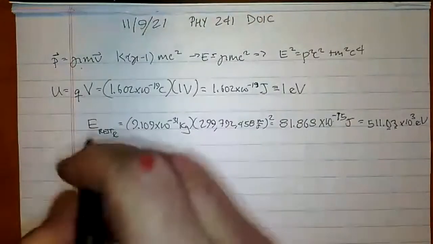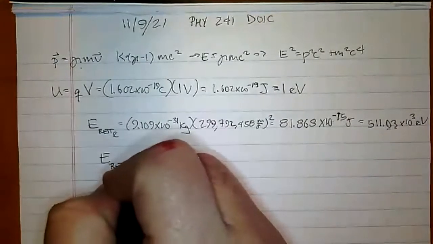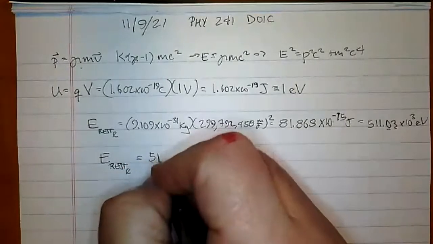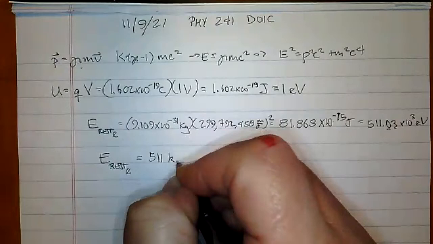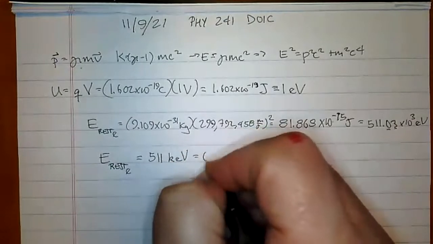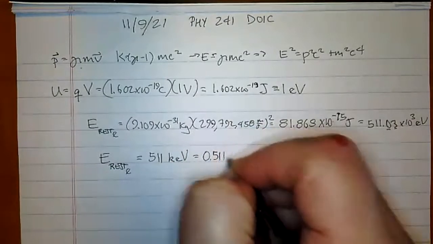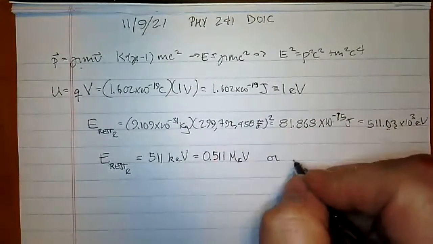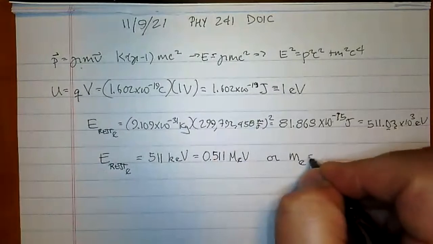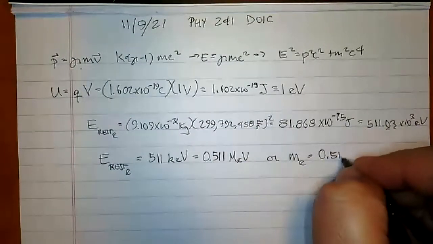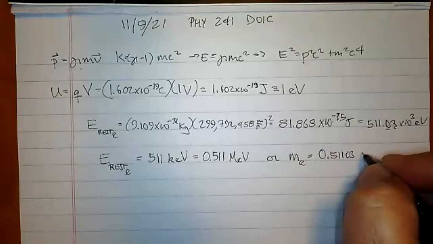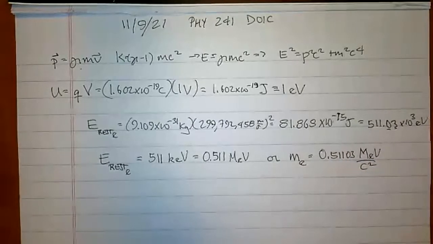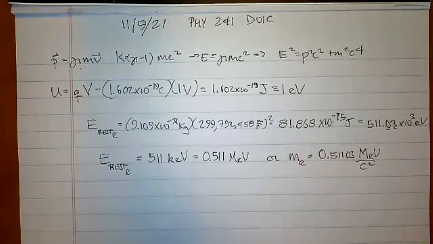So there's a couple things you can say. The rest energy of the electron is equal to 511 kilo electron volts, or 0.511 mega electron volts, or, and this is a weird thing, you can say the mass of the electron is 0.511 MeV per c squared. So that's some of the kind of stuff you could actually do.